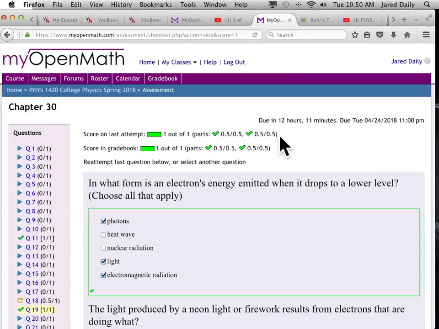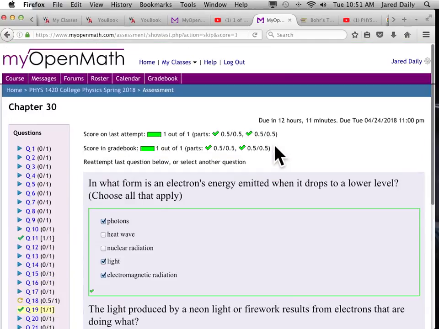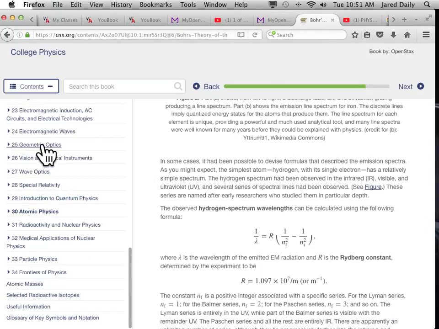Is that what we're going to irradiate, Scott? Yeah, we're just going to make something radioactive. Okay, so we'll do that next week, and tomorrow we'll start chapter 31, which will be radioactivity and nuclear physics. We'll watch our video tomorrow.